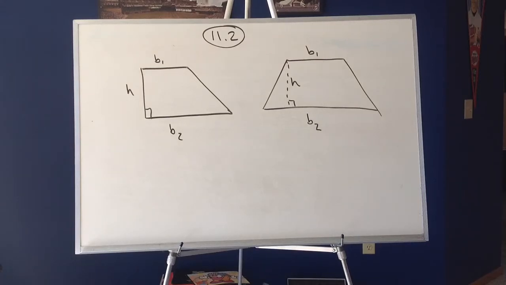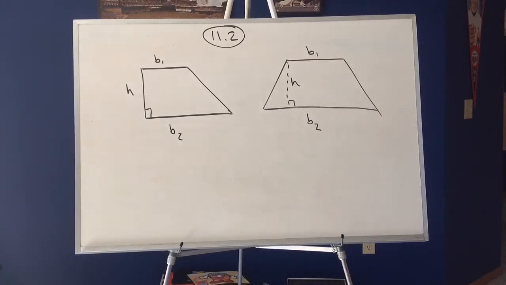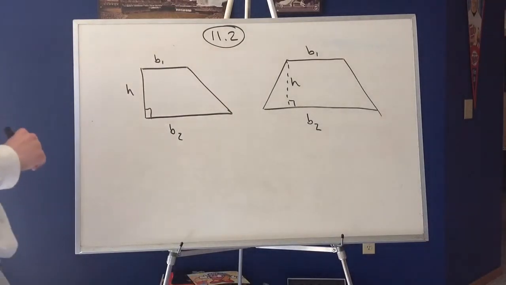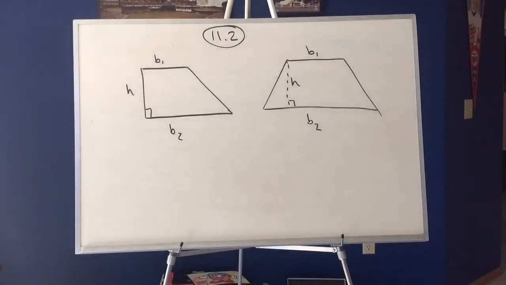All right, today we're going to look at the area of trapezoids, rhombi, and kites. Rhombi and kites are actually going to have the exact same formula, so we kind of put them in the same category, and then trapezoids will be a little bit different. So I've drawn you two different types of trapezoids here because, again, we can see it two different ways.